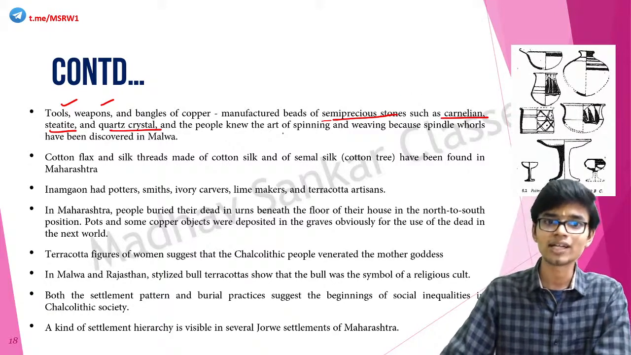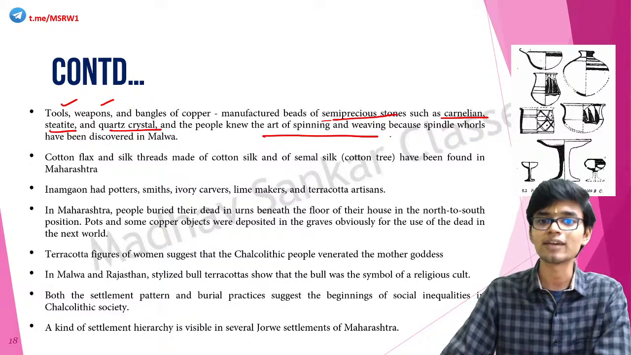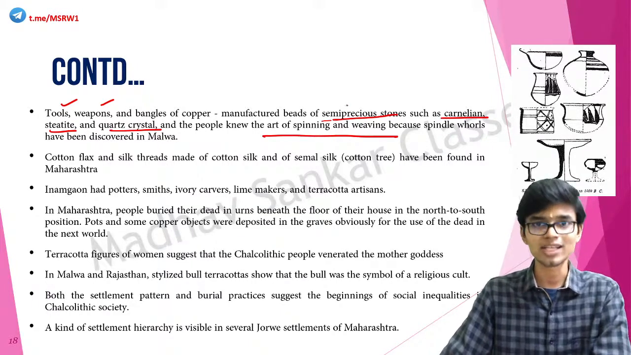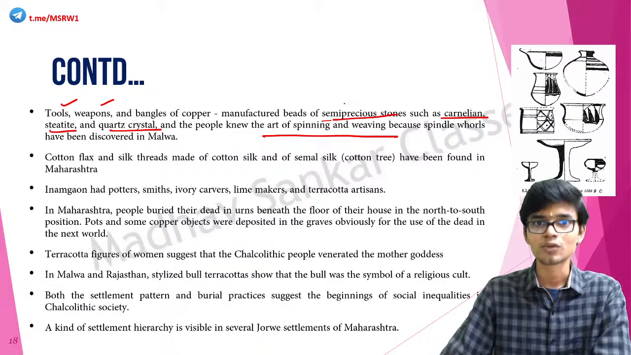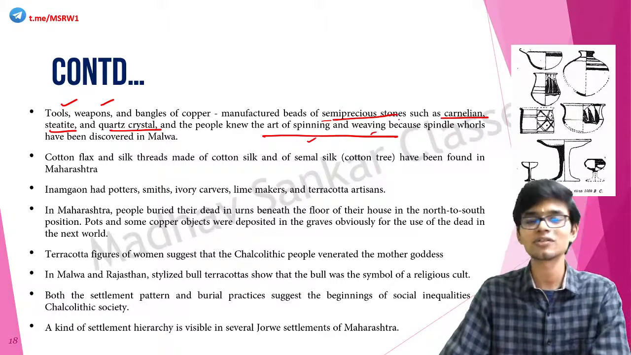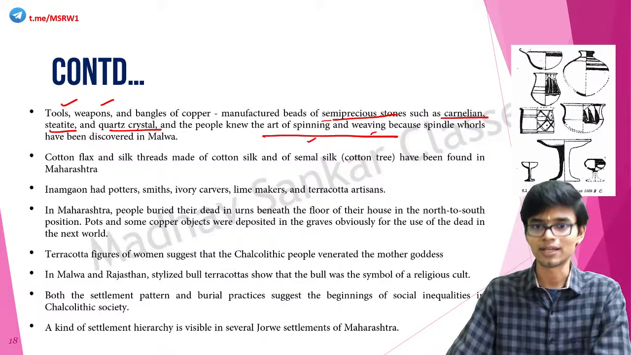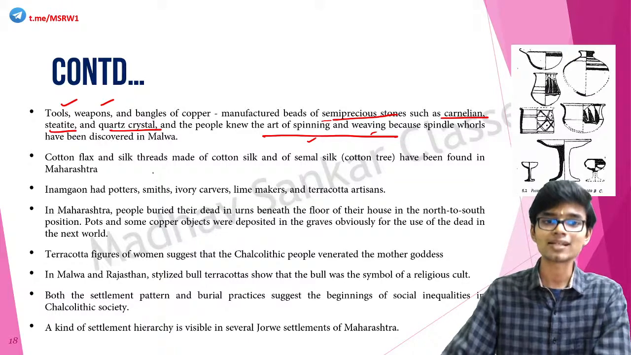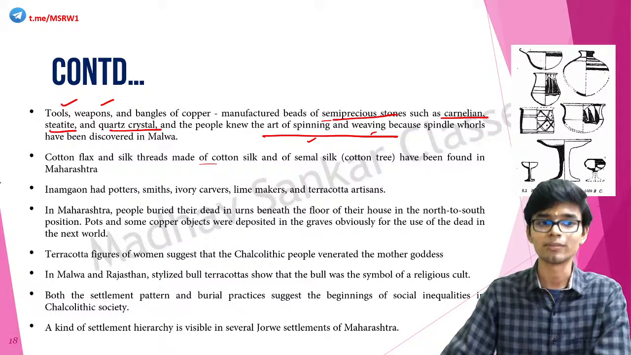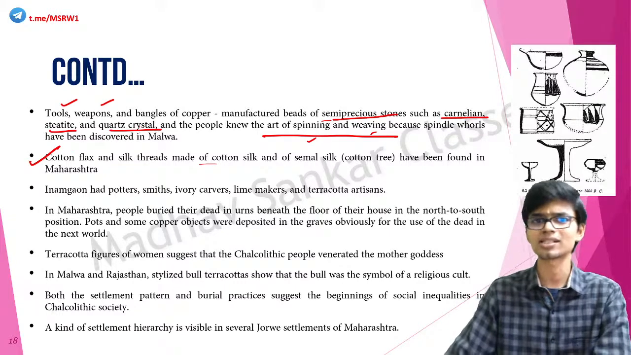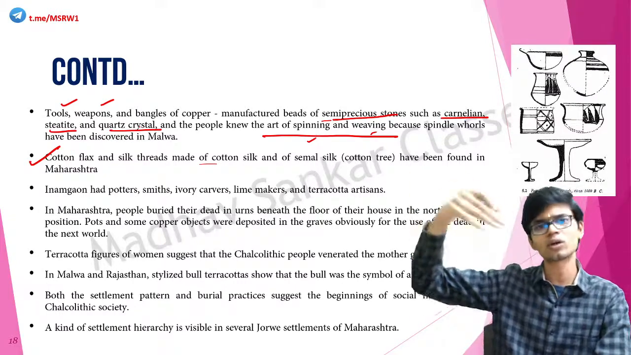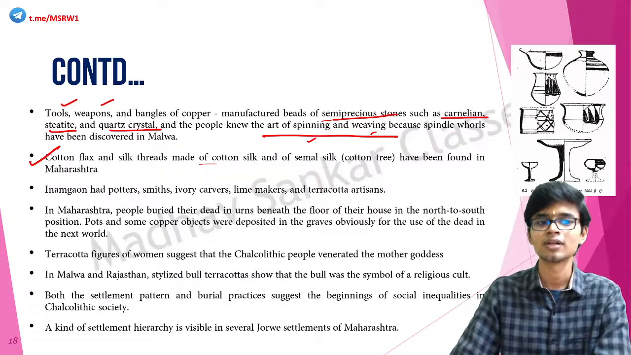We also find evidences that the people knew the art of spinning and weaving. Obviously cotton was cultivated a lot, so people should know the idea of spinning and weaving. Otherwise, cultivation of cotton is a waste, right? So they knew the art of spinning and weaving. Cotton, flax and silk threads, made of cotton silk and semel silk, have been found in Maharashtra. These are obvious. Maharashtra is a region having some black soil, so cotton cultivation there is a very obvious point.